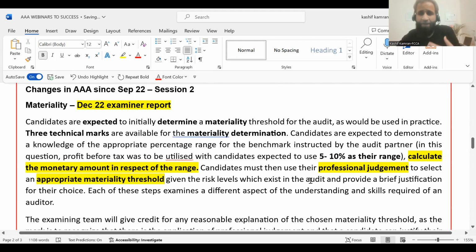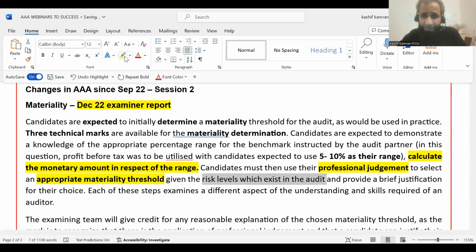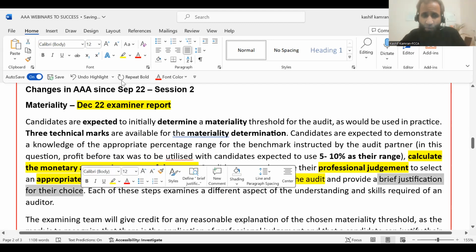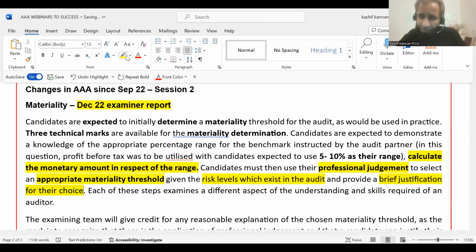So I talked about that there are a couple of risks which the partner has communicated to me from the meeting with the finance director. So risk levels, and it was a listed company within the audit, and provide a brief justification of their choice. You need to justify why you choose 6%. So I justified my 6% because it was a recurring audit. I justified it's a listed company, and I justified that there are a couple of new risks which have been identified from the meeting with the partner and the finance director.